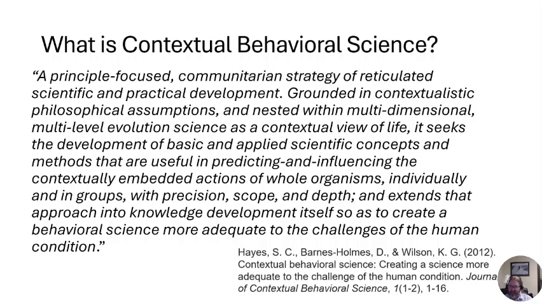We want basic and applied scientific concepts and methods. Why? We want them to be useful in predicting and influencing contextually embedded actions of organisms. That includes individual people and groups. And we want, again, that precision, scope, and depth. And we want to apply that to the process itself. So within the science and the practice itself, it's pragmatism and contextualism all the way down. And how do we know when we're done? When we have a science that is more adequate to the challenges of the human condition, right?